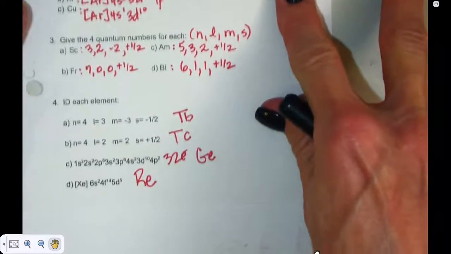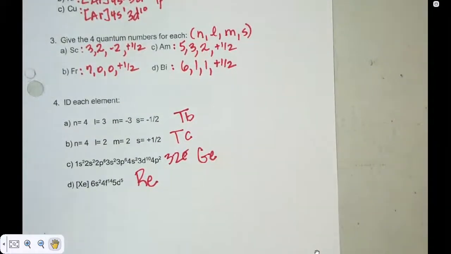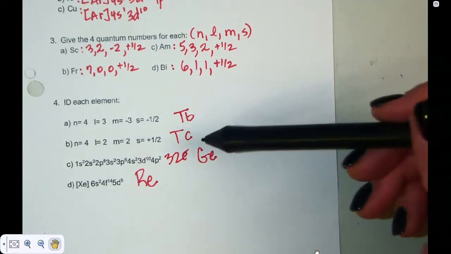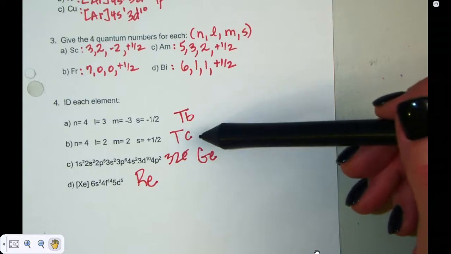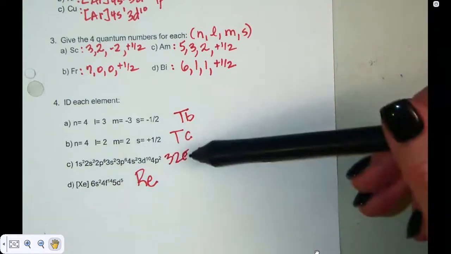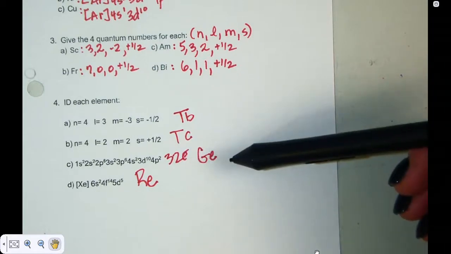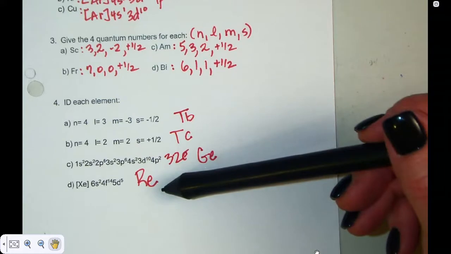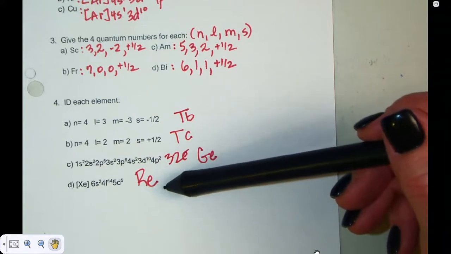Number 4, I wanted you to identify the element. So on 4A, I gave you the quantum numbers n, l, m, and s. You should have said that was terbium. For 4B, technetium, Tc. For C, you add up your superscripts, you get 32 electrons, so that is germanium. And for D, that would be rhenium, Re.